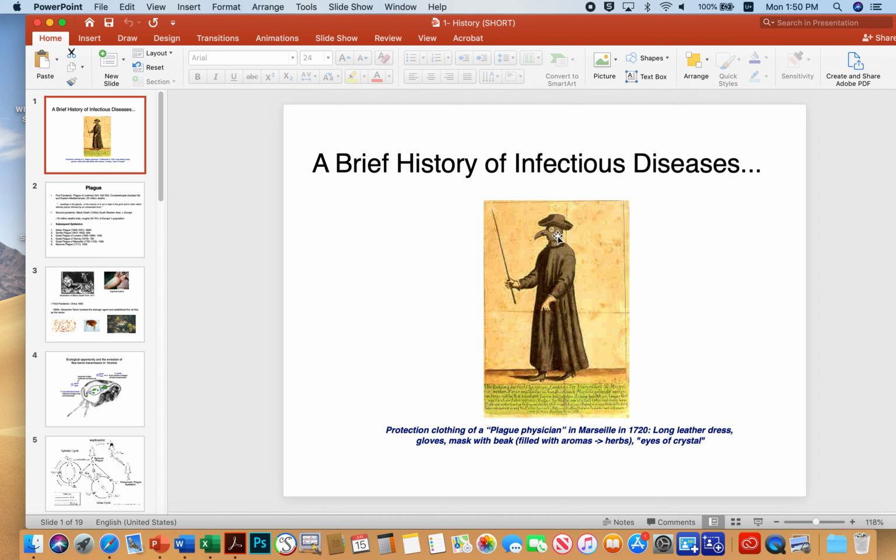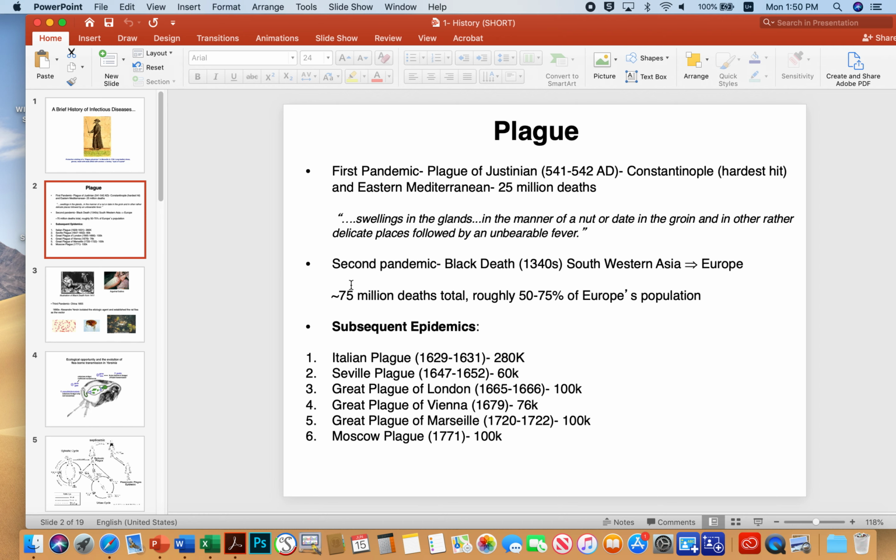And then to show that these individuals don't really have a good sense of science and scientific method or even medicine in general, this outfit has crystalline eyes that are intended to ward off evil spirits. So a little bit of background on the plague. There were three major plagues, but as I show here, there are quite a few intervening plagues. A few in Italy and Vienna and Marseille and Moscow, for example.